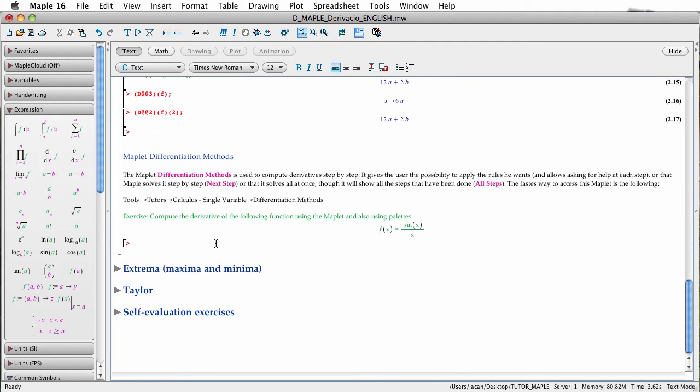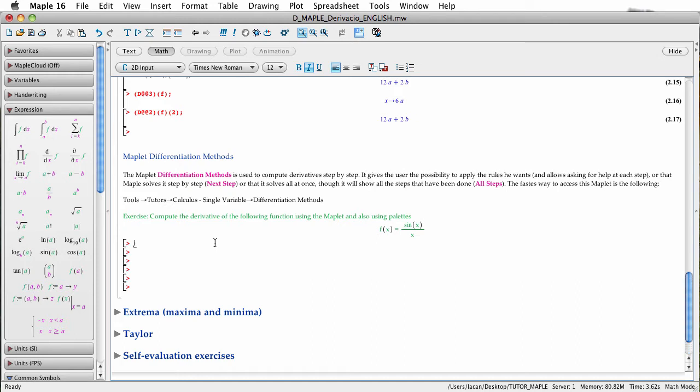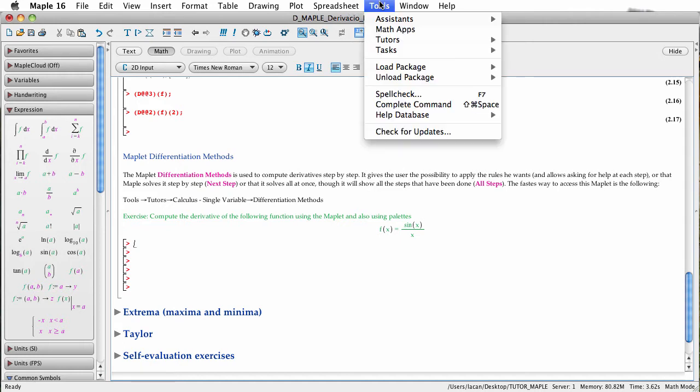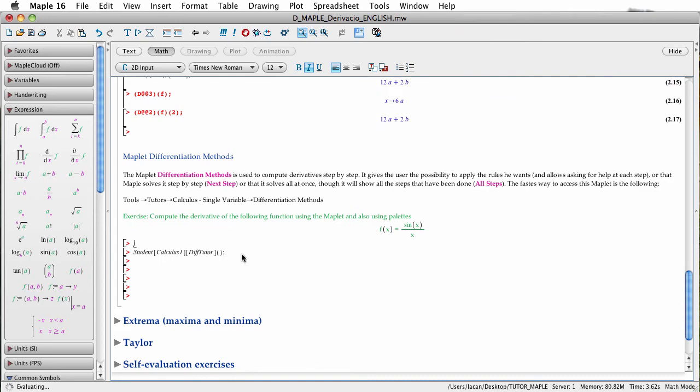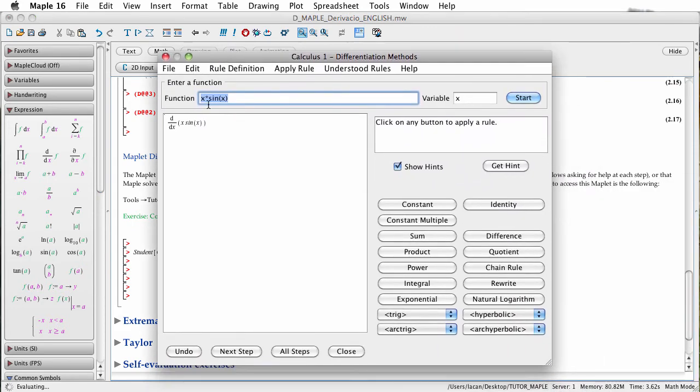Now here we are going to have a look at a tutorial which is not going to be used to get the direct result of a derivative, but to learn how to compute derivatives. So let's enter the tutorial, which is Tools, Tutors, Calculus Single Variable, Differentiation Methods. And now let's consider, for instance, this starting function x times sine of x. What do we have to do to compute this derivative?